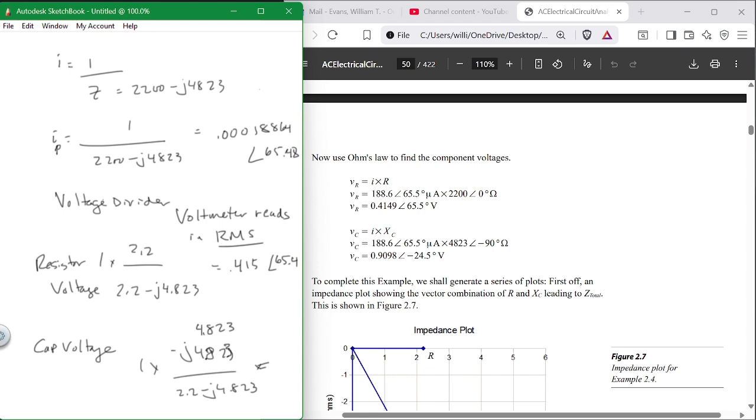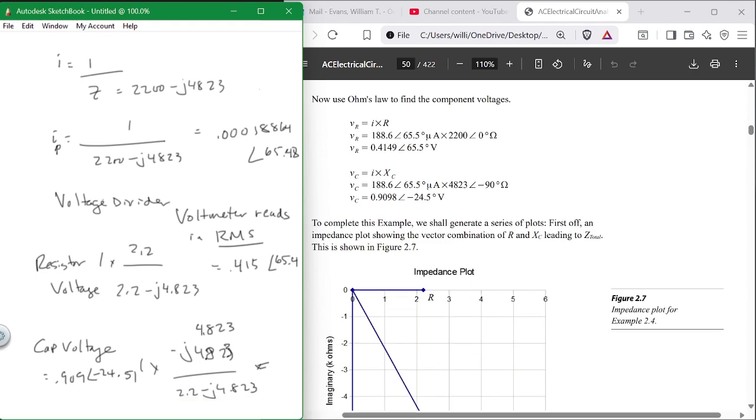Minus 4.823 i divided by parenthesis 2.2, now you use the minus key down below, minus 4.823 i in parenthesis, equals, option down 1. And the answer is 0.909 at angle minus 24.51.